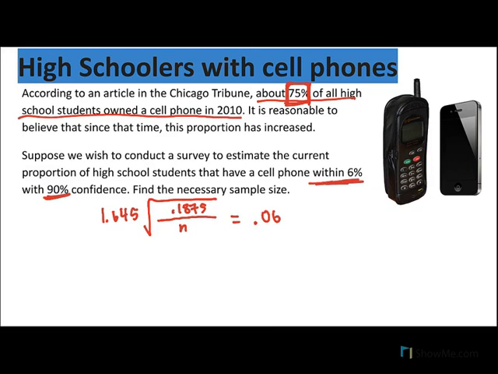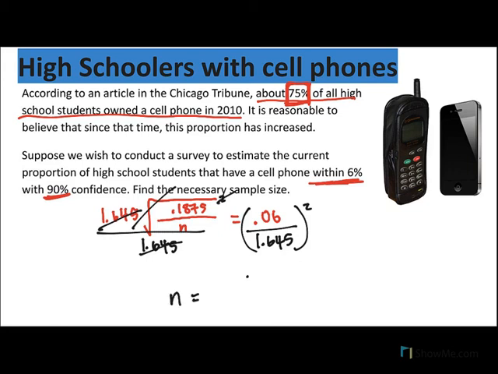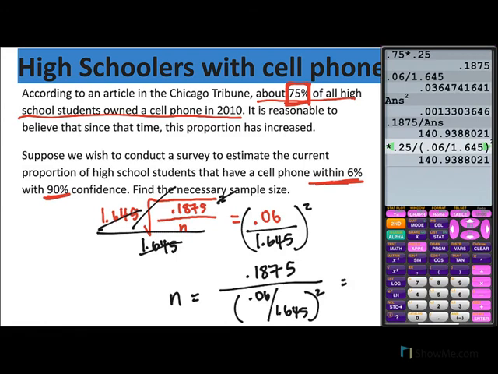All right, so now we're doing the algebra. So just like before, I'm going to start by dividing by 1.645. To get rid of that, I'm going to square both sides to get rid of the square root. And then I end up basically with 0.1875 divided by this entire crazy number. When I do my calculations, I end up with a value of 140.9.